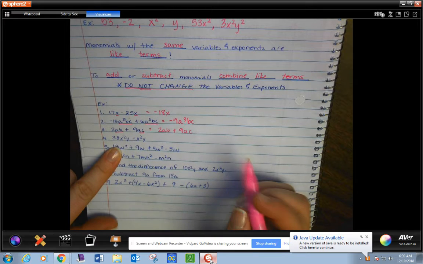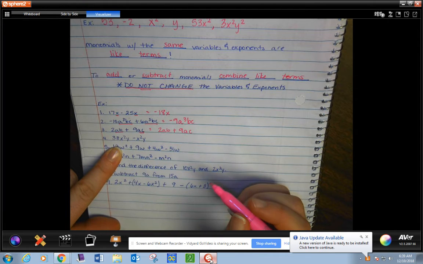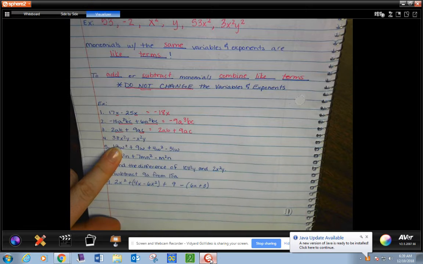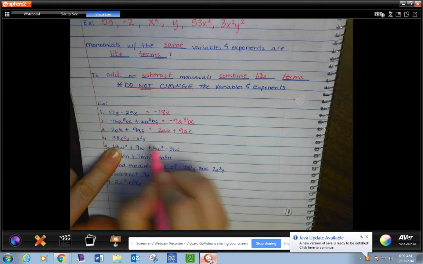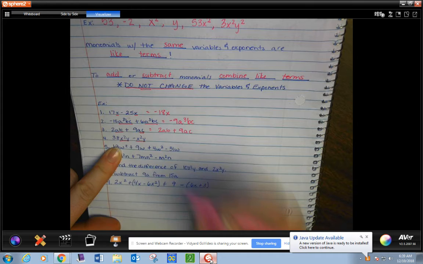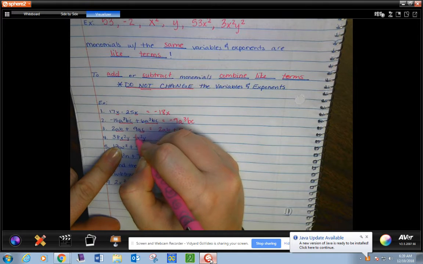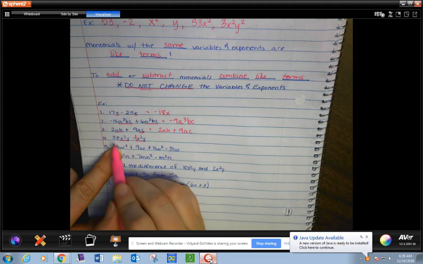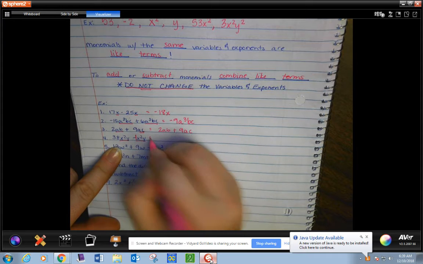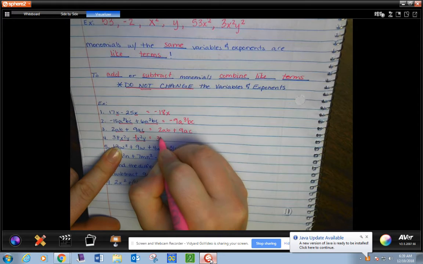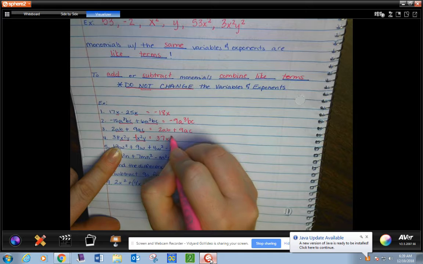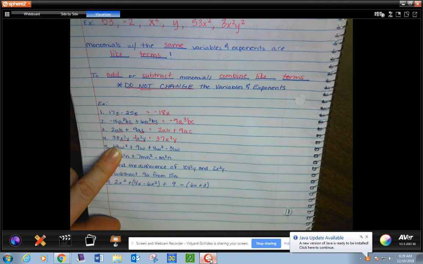Okay, for 4, I have 38x squared y minus x squared y. I look at my letters. They're x squared y's and x squared y's. So I'm going to add in a coefficient right there. And what I am doing is 38 minus 1. 38 minus 1 would be 37. And I do not change my letters or my exponents when I'm adding or subtracting.